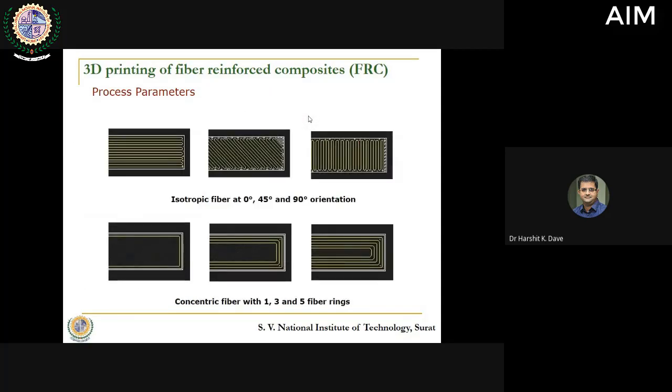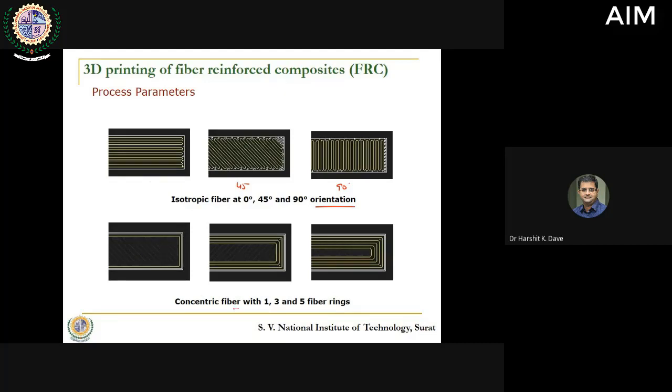materials. So if you see the isotropic fibers deposited in the rectangular pattern, then there is a possibility to change the orientation of these fibers. It can be 0 degree as seen over here, it can be 45 degree also, and it can be deposited at 90 degree also. Now these degrees are with respect to the deposition of the part that you decide.